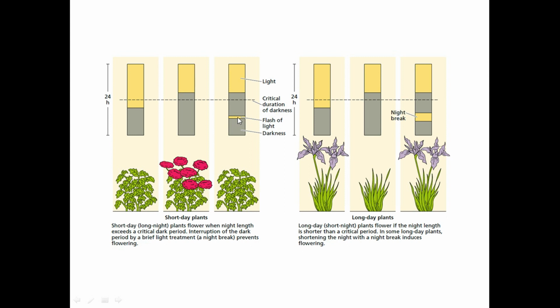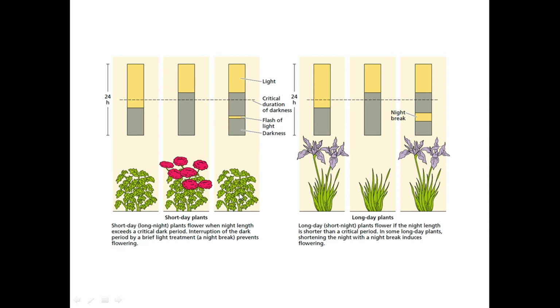So night break is basically a flash of light, or a light given during a continuous period of dark phase. So in this case, the plant is not flowering and it is in a vegetative form.